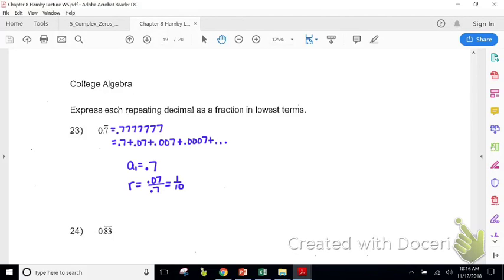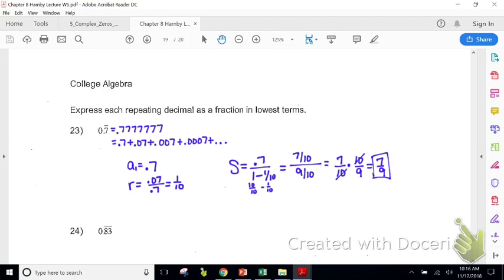Same thing. So the sum is going to be our first term divided by 1 minus our r. Instead of just typing it in our calculator, let's just look at it. 7 over 10, over 1 minus 1/10. Well, that's 9 over 10. If I use keep it, change it, flip it, 7 over 10 times 10 over 9, which is 7 over 9.